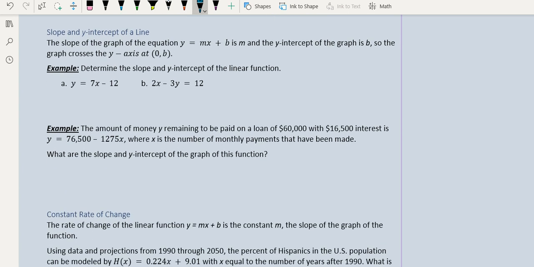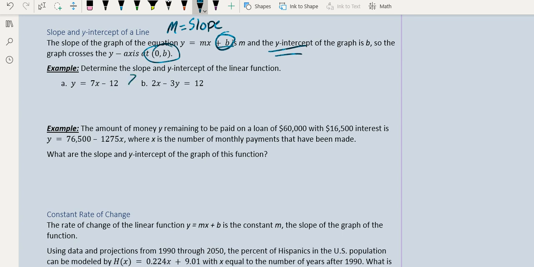All right, so slope and y-intercept of the line. For the graph of the equation y equals mx plus b, the y-intercept is considered to be the b, or (0, b) if we actually want the exact point. So if we are given equations, we should be able to determine not only a few things, but the slope and the y-intercept. Clearly remember that m means the slope, and b means the y-intercept.